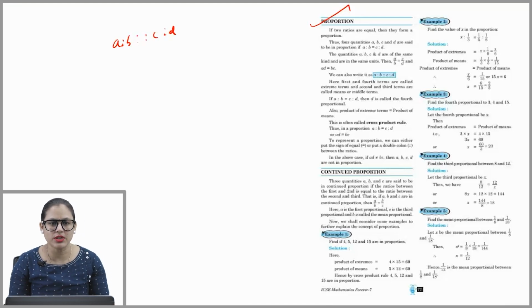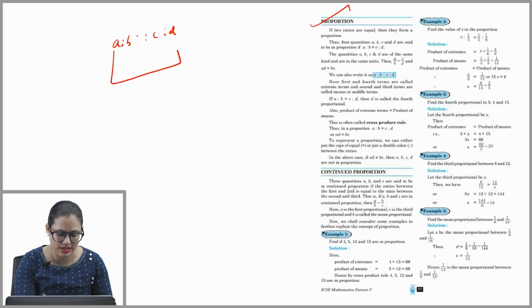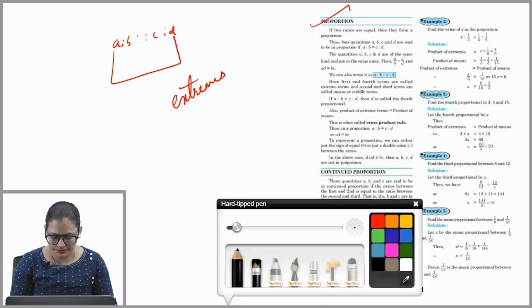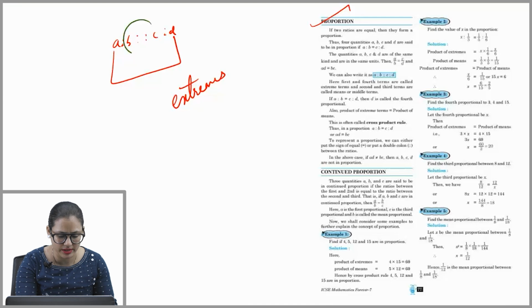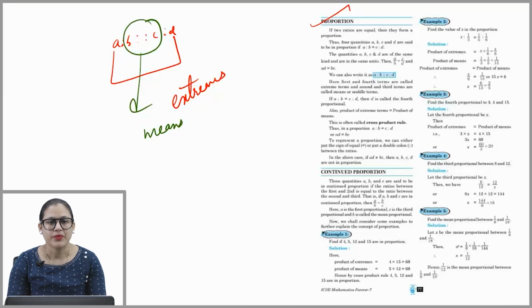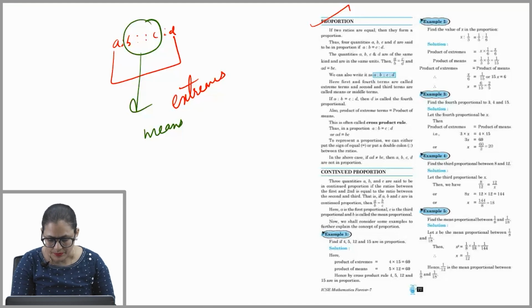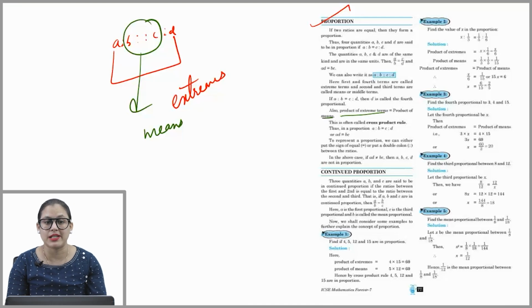So your first and fourth terms are called extremes, meaning these two terms are called extremes, and these two middle terms are called means, right? If A is to B equals C is to D, then D is called the fourth proportional. Also, product of extremes is equal to product of means, about which you have also studied in previous class also.